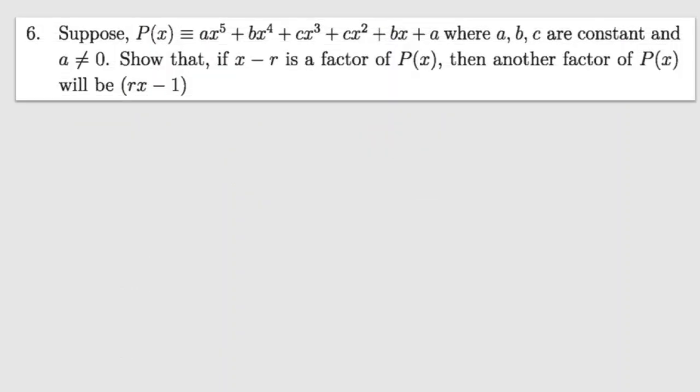Now question 6. Suppose p of x equal to ax to the power 5 plus bx to the power 4 plus cx cube plus cx square plus bx plus a, where a, b, c are constants and a not equal to 0. That means the leading coefficient is not equal to 0. Show that if x minus r is a factor of p of x, then another factor of p of x will be rx minus 1.